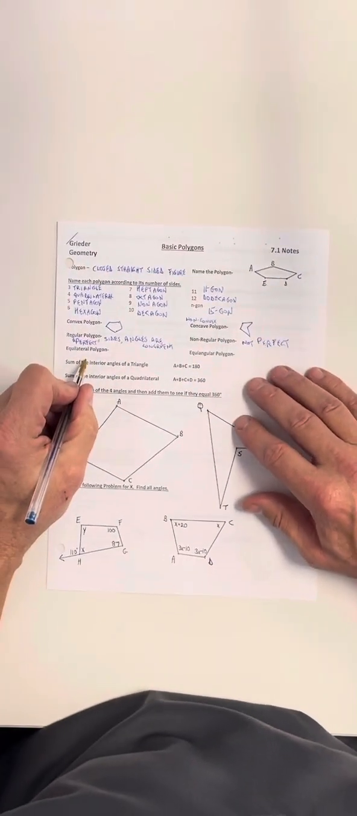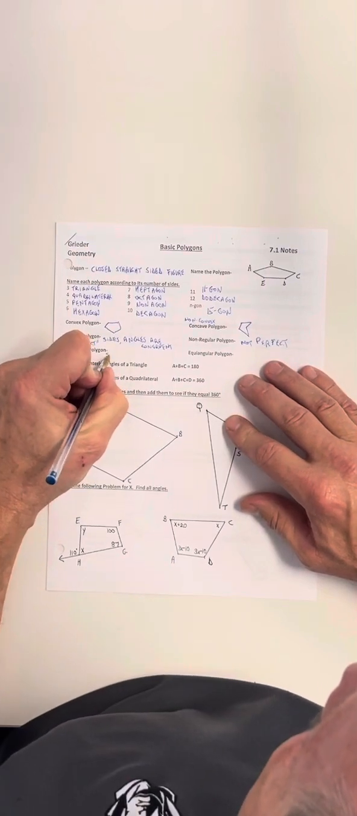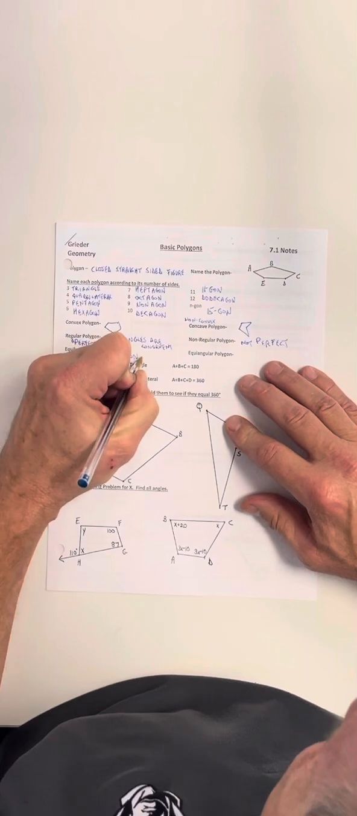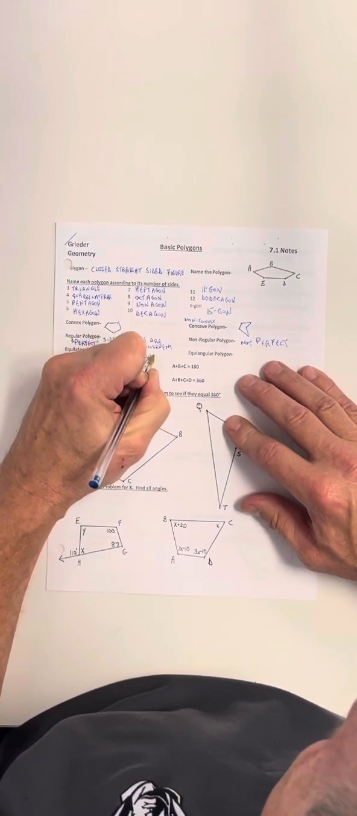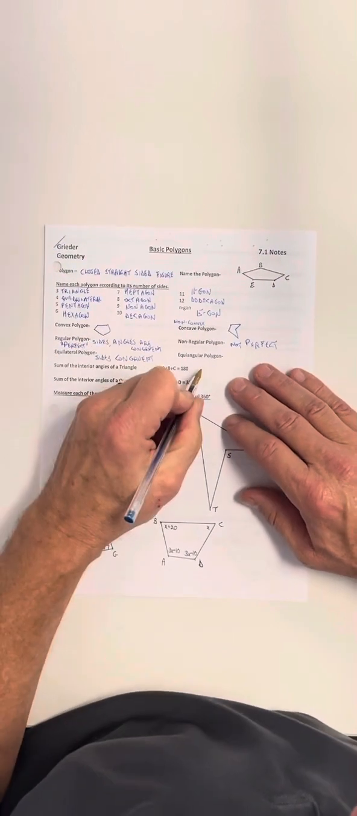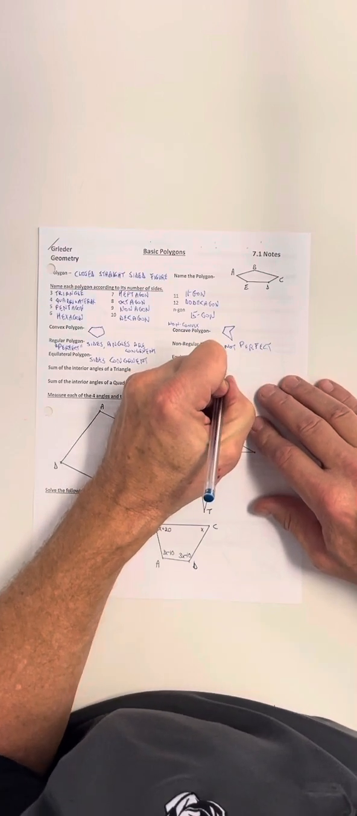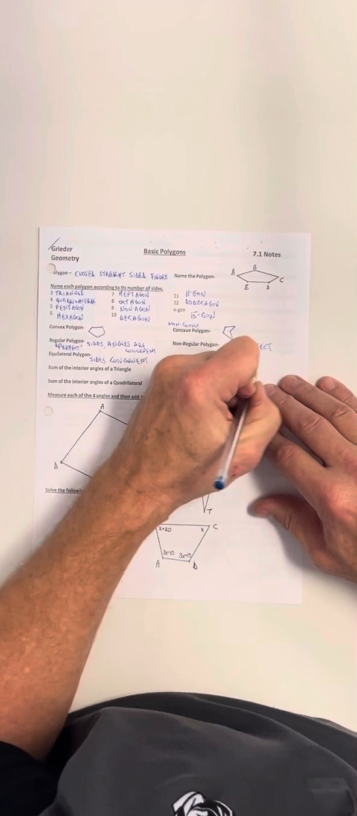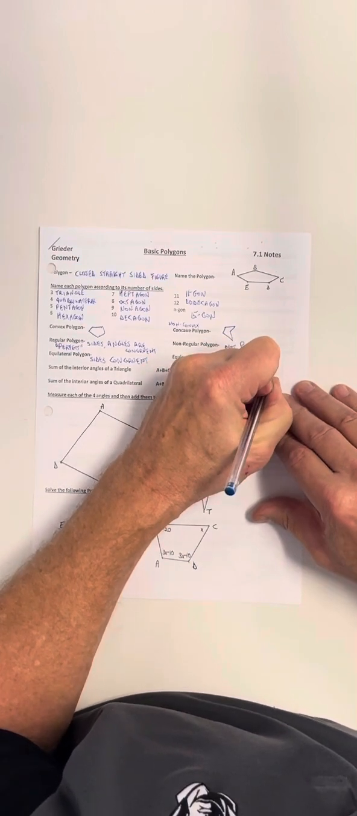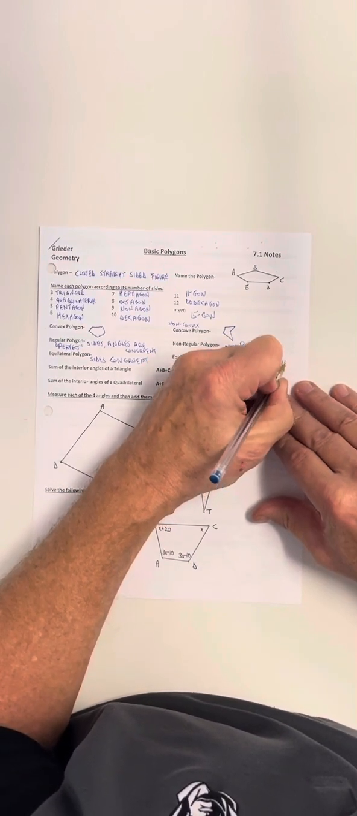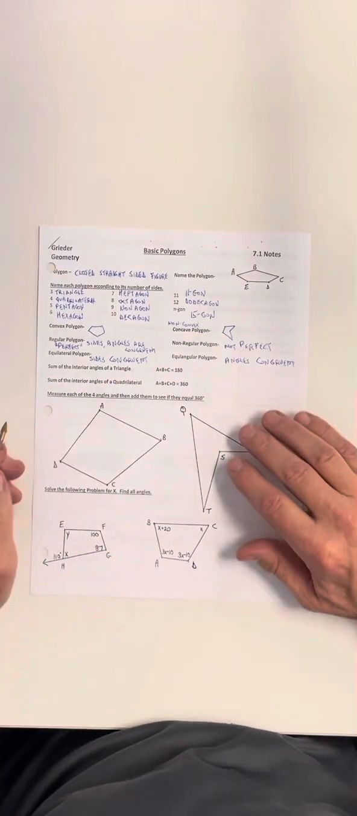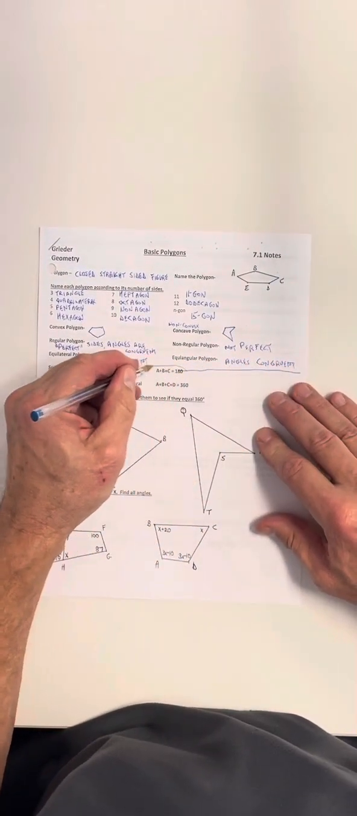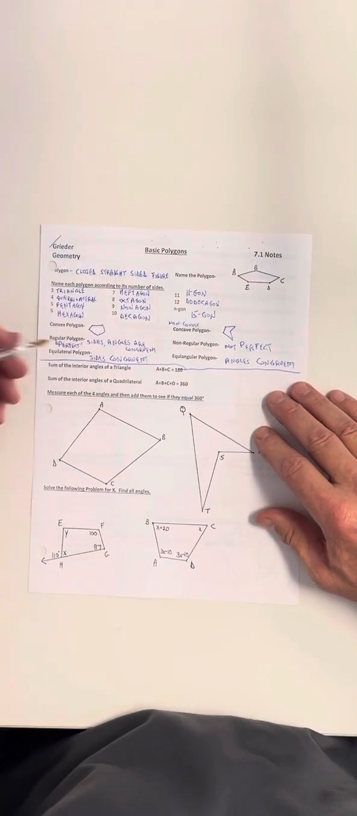An equilateral polygon is where only the sides are congruent. An equiangular polygon is where only the angles are congruent. Now, that's basically naming everything and identifying the terminology.